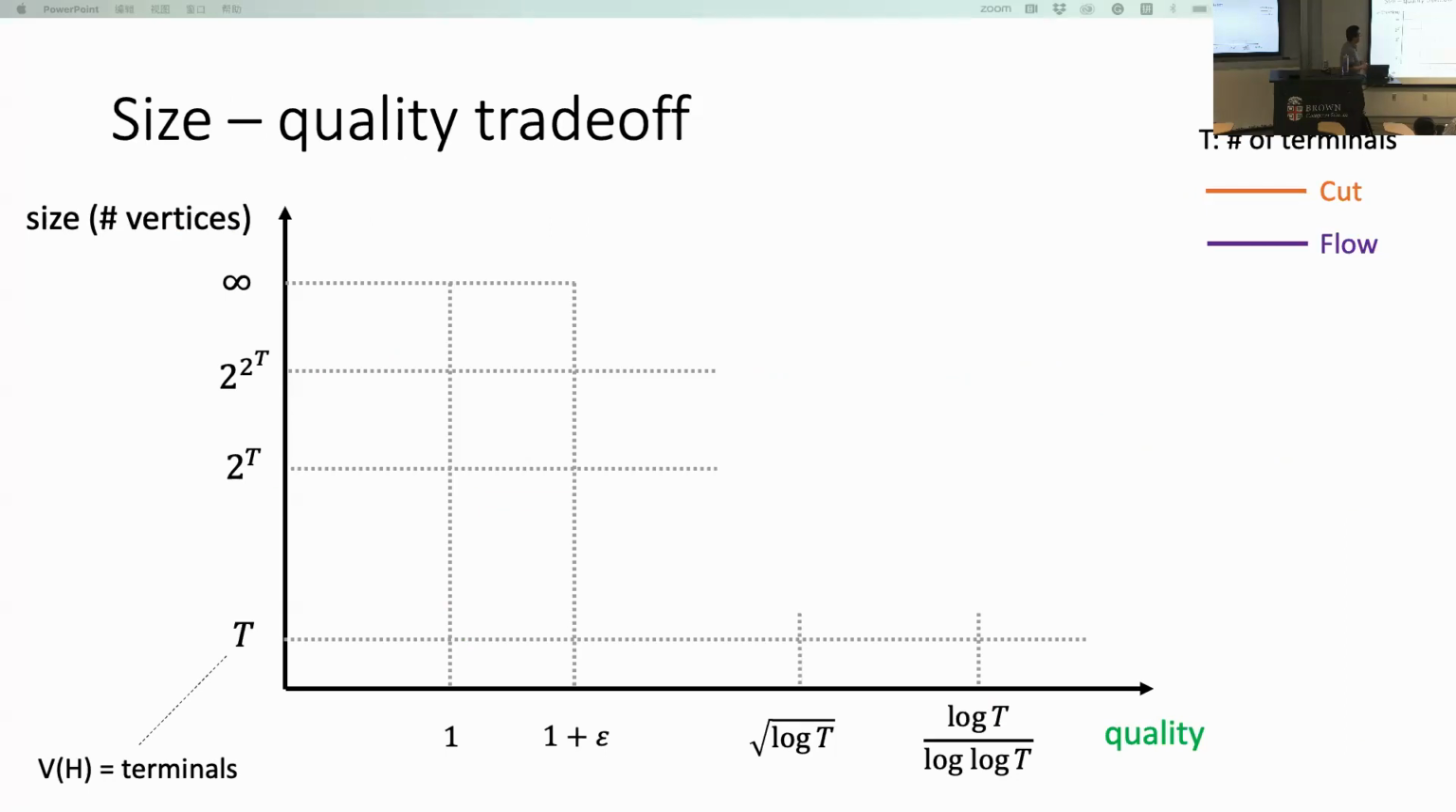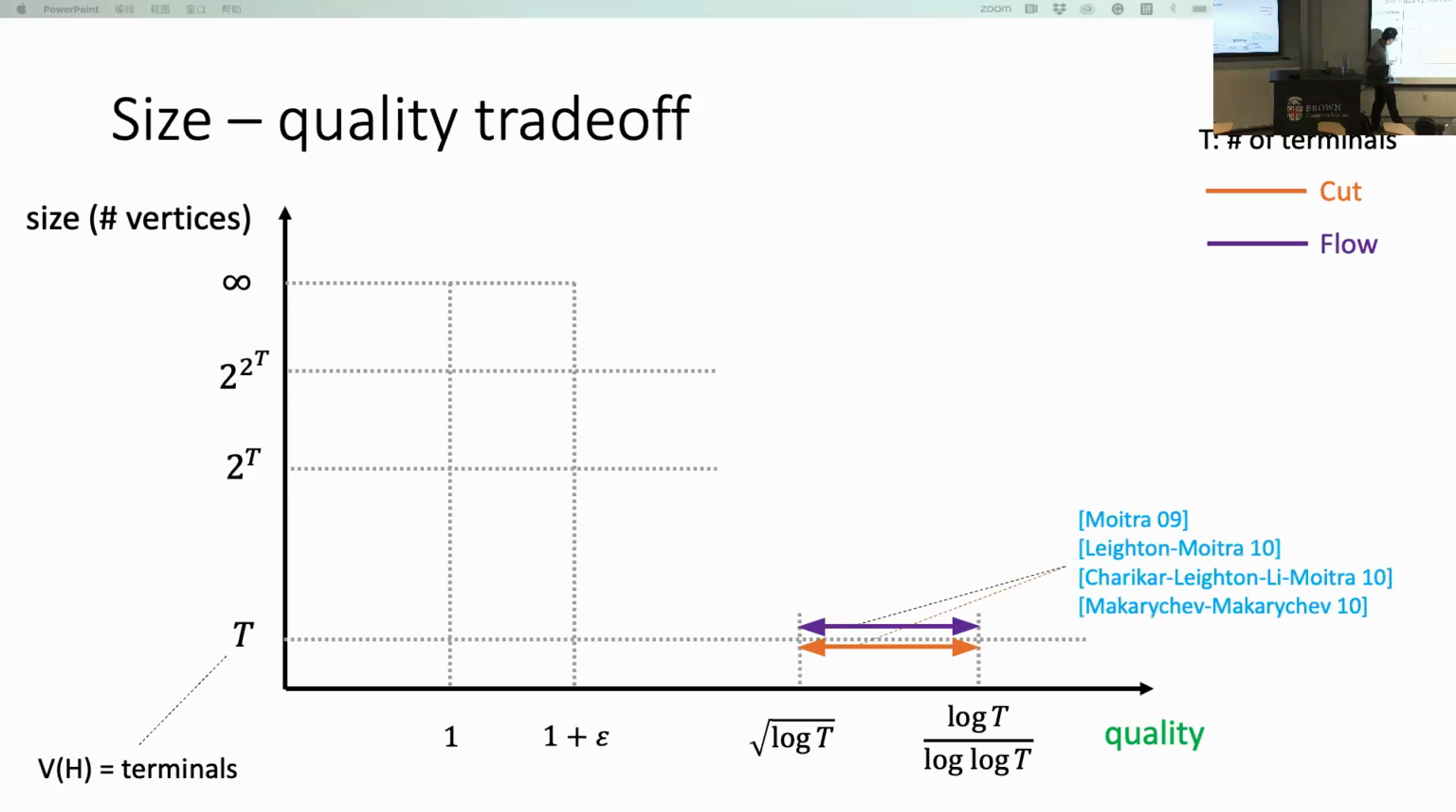Okay, so let's see what is known in this trade-off. Actually, I would say only two extreme cases were studied in this problem. The first extreme case is the horizontal one, the leftmost vertical one. In this extreme, we only allow terminals in the sparsifier. We want to construct a small graph, but we only allow terminals in it, no other vertices. You can build whatever edge you want. In this case, what is the best quality you can achieve?